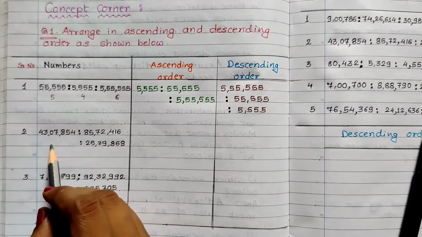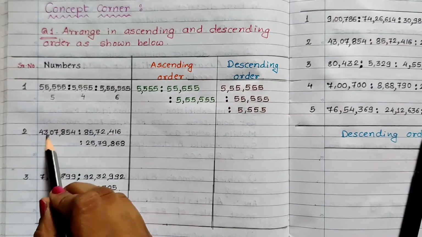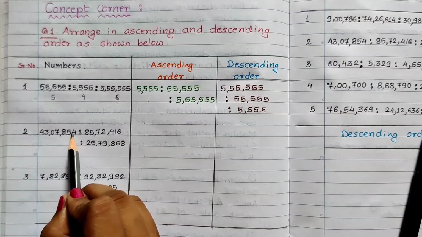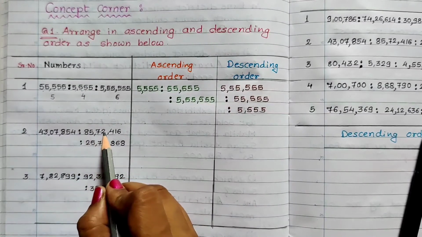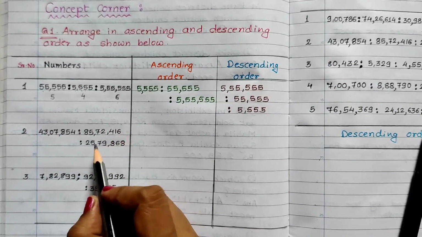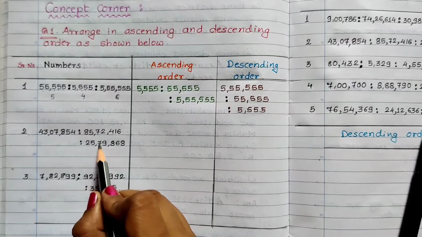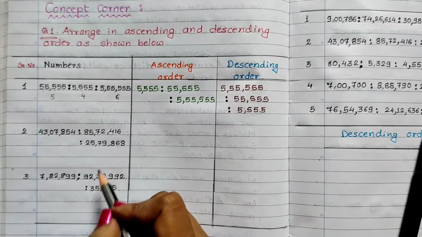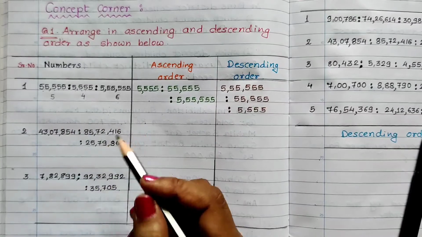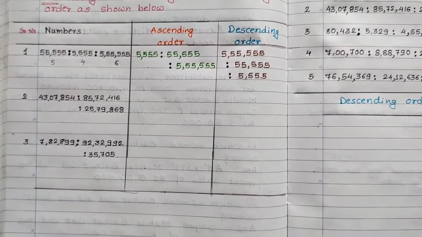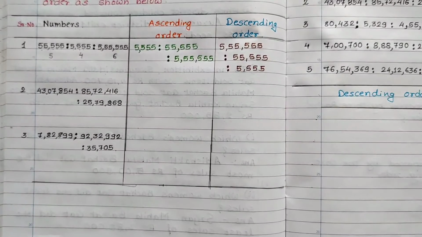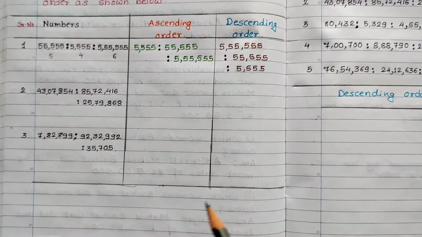In the next number, let us first count the digits. 1 2 3 4 5 6 7. 7 digits are there in the first number. Second number, 1 2 3 4 5 6 7, again 7 digits. Third number, 1 2 3 4 5 6 7, again 7 digits. So all these three numbers are having 7 digits. So we cannot decide which is the bigger number and smaller number depending on the digits. We have to check each and every digit to compare.